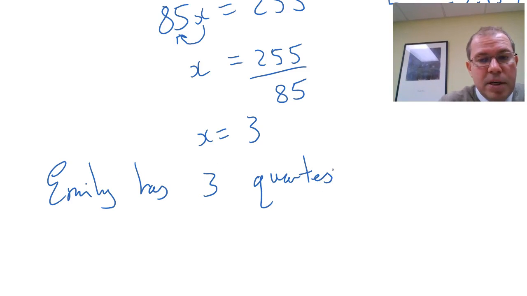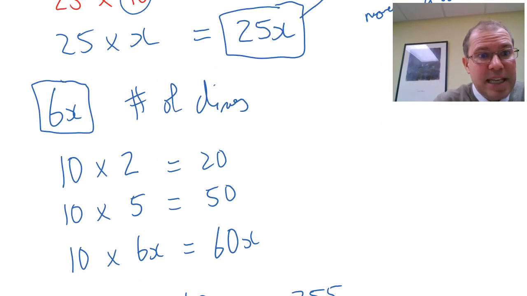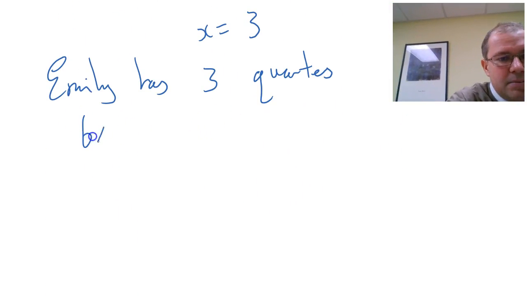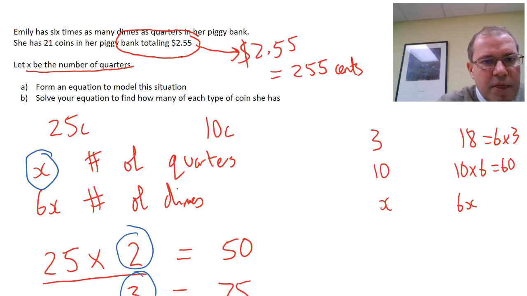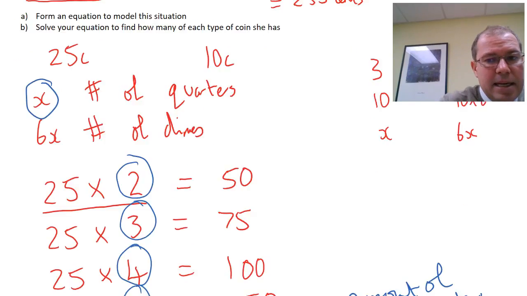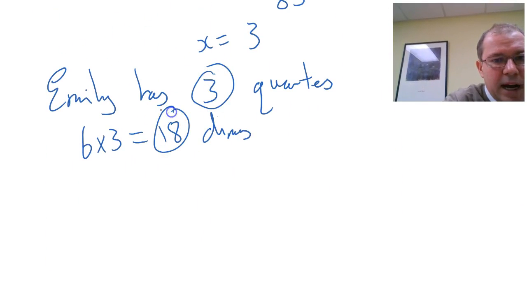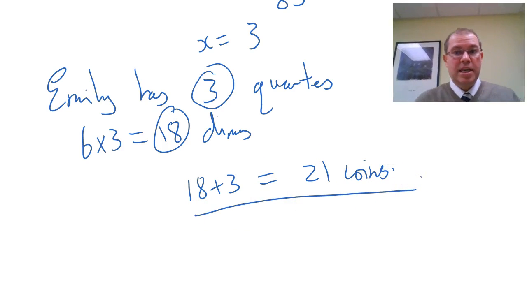Now to find the number of dimes, we can do it 2 ways. We can either go back to how many dimes we have. We have 6x number of dimes. That's the way I'm going to do it here. So she has 6 times 3 equals 18 dimes. Or you could go back to the question where it told you there are 21 coins altogether. So 21 minus 3 is 18. I like to do it the 6x way because then I can see that I've got the question right, because 18 plus 3 does give me the 21 coins altogether. And that's how to solve this tricky equation.